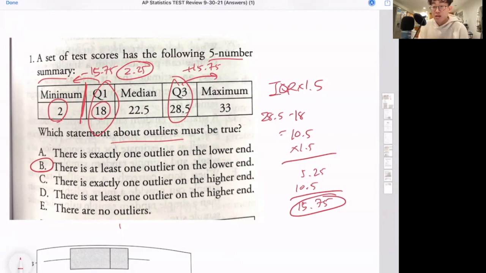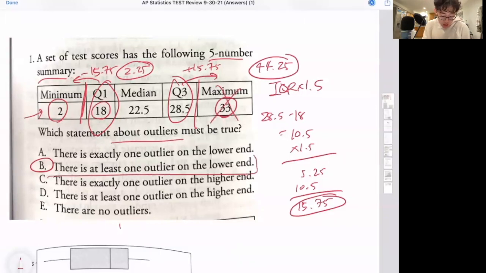Therefore, this minimum is going to be an outlier, versus this maximum of 33. The cutoff boundary for that would be 28.5 plus 15.75, which is 44.25 or so. So that is the reason why the maximum is not considered an outlier here. So yes, there's only one outlier, on the lower end.